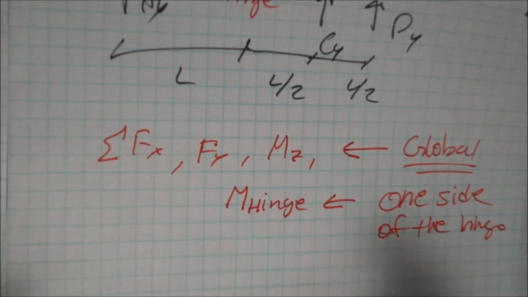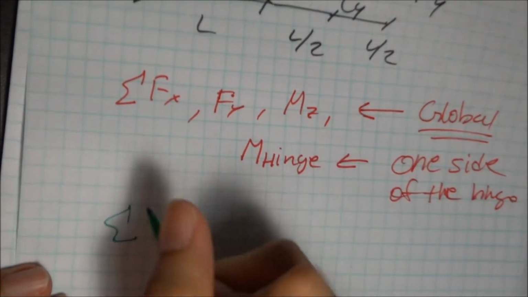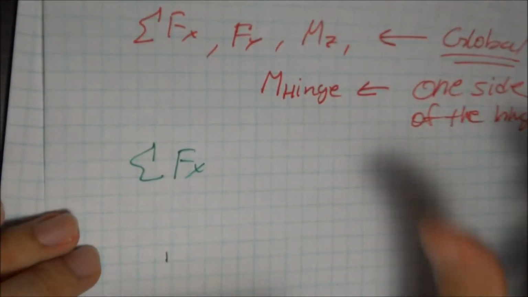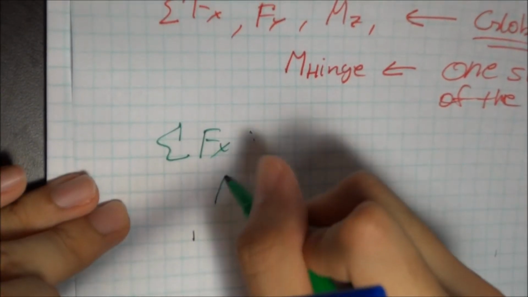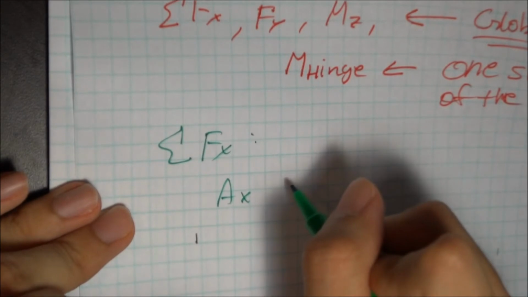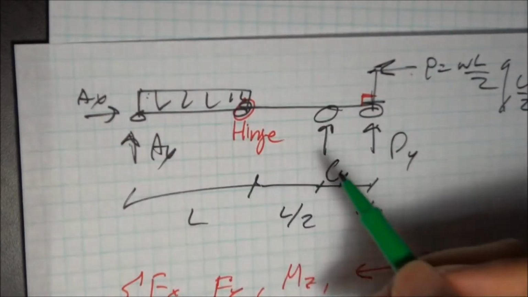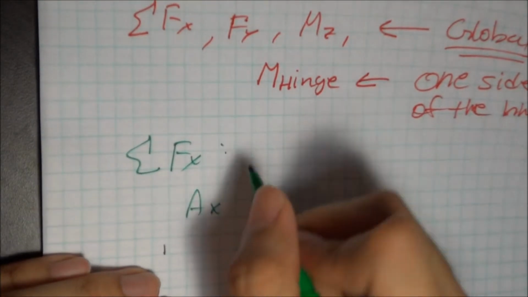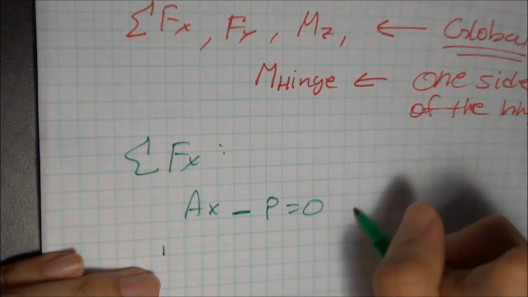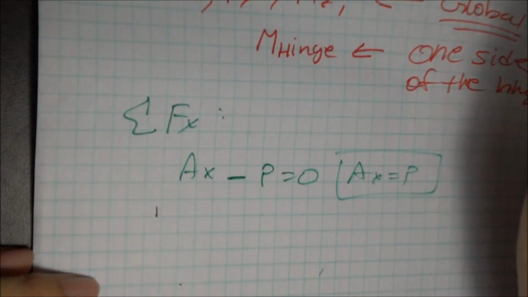but let's find Fx first. If we're doing Fx, we just add up our forces in the x direction. And what do we have? We have Ax acting in the positive direction and P acting in the negative x direction. So we have Ax. And it doesn't matter that this is offset. This could be any shape we want at all. As long as we're adding the x components of every force and the y components of every force together, we'll be fine. Ax minus P equals 0. We get Ax equals P. And that is our Ax.